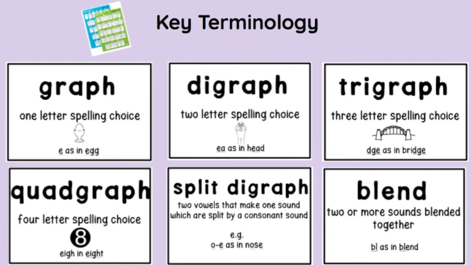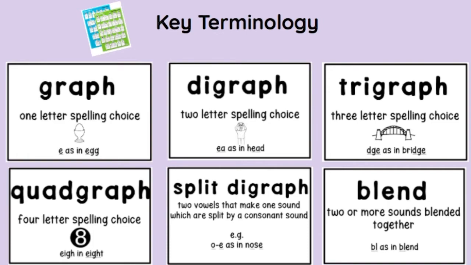As your children start kindergarten, you might hear them talk about some key terminology. So to give you a bit of a background understanding, a graph is a one-letter spelling choice. For example, the E in the word egg. A digraph is a two-letter spelling choice. So the E and the A are actually working together to make one sound, E, as in head. A trigraph is actually three letters that are working together. So the D, the G, and the E are actually making one sound in the word bridge. A quadgraph is a four-letter spelling choice. So the E, I, G, and H in the word eight are actually making one sound.